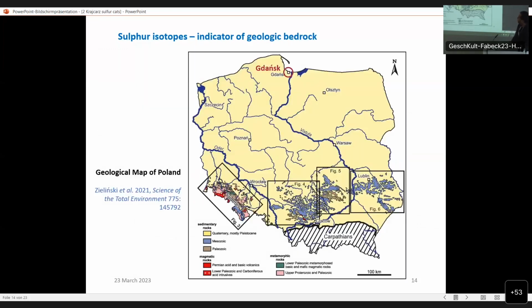Sulfur is also connected to geological background. If you look at the geological map of Poland, everything that is yellow here is quaternary sediments, so most of the territory of Poland, but they are also quite variable. We have glacial sediments, fluvioglacial, limnoglacial, and so on. And other, non-quaternary rocks are only in the southern part of the country. And please look at the Vistula River, which is here, which connects Gdańsk with other parts of Poland.